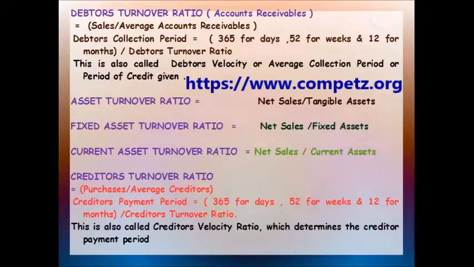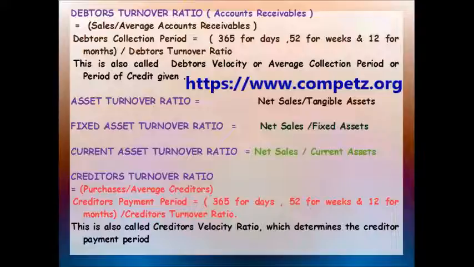So friends, the next ratio we will study now is your debtors turnover ratio. Debtors turnover ratio, friends, is also known as your accounts receivables. This ratio is mainly the ratio of net credit sales to average trade debtors. It is called your debtors turnover ratio, and it is also known as your accounts receivables. Friends, this ratio is also expressed in times. Okay. So your accounts receivables.